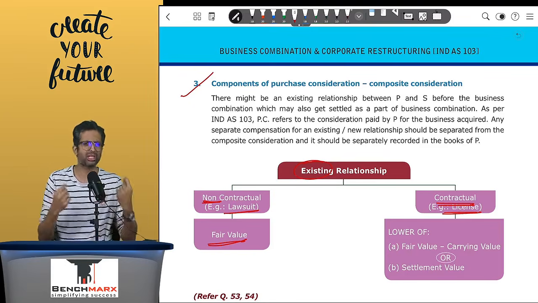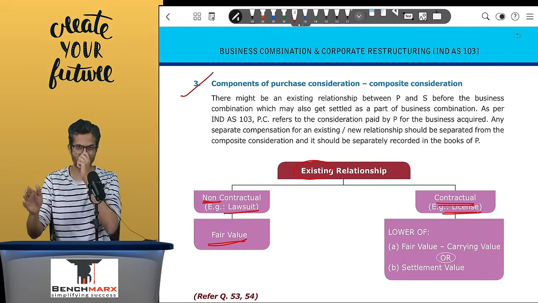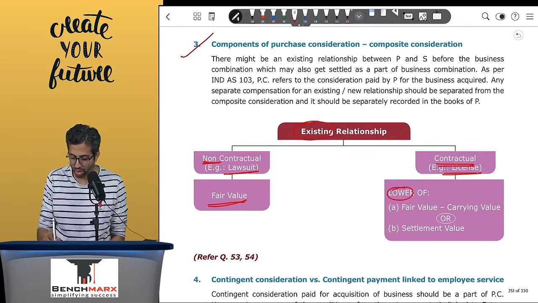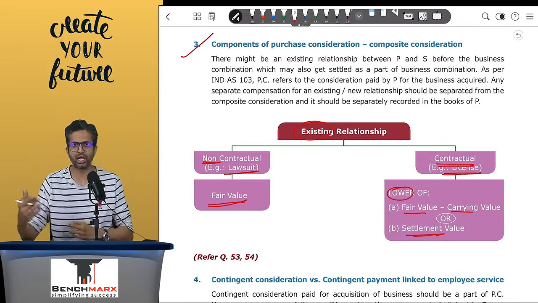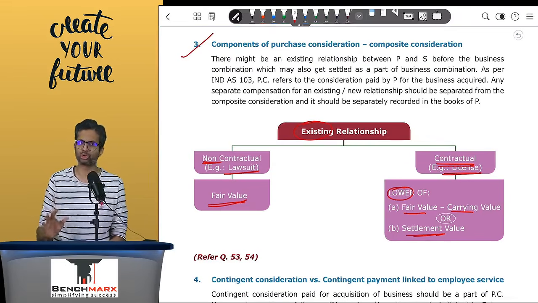Over here, there can be some debatable points, but from an exam perspective, it is not as important. If it comes, just remember this and proceed. So over here, contractual, which is the lower of the fair value minus the carrying value or the settlement value, will give you, let us say, the amount for the purpose of settlement of an existing contractual relationship.